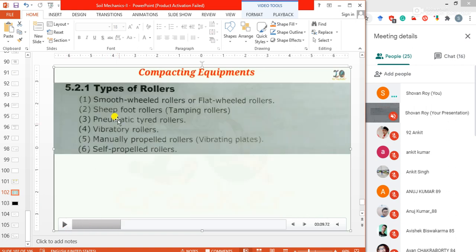Types of roller: smooth wheel roller, sheep foot roller, pneumatic tire rollers. Sometimes vibratory rollers are there. Sheep propelled rollers, there are lots of rollers actually. The main ones are smooth wheel rollers, pneumatic tire rollers, sheep foot rollers, lorries or pneumatic tire construction plant, and track laying vehicles. Besides these types, we have manually propelled rollers and self propelled rollers.